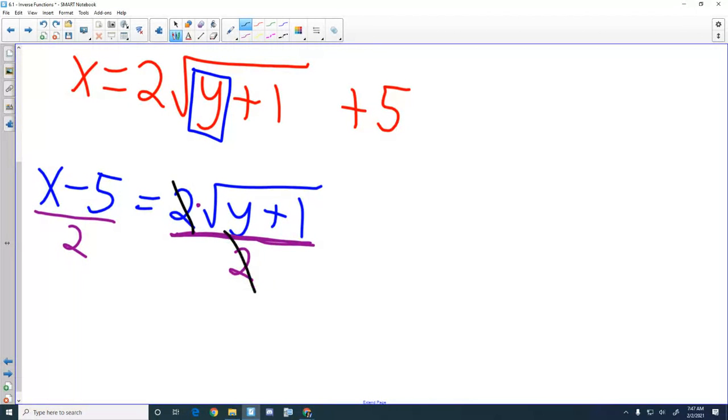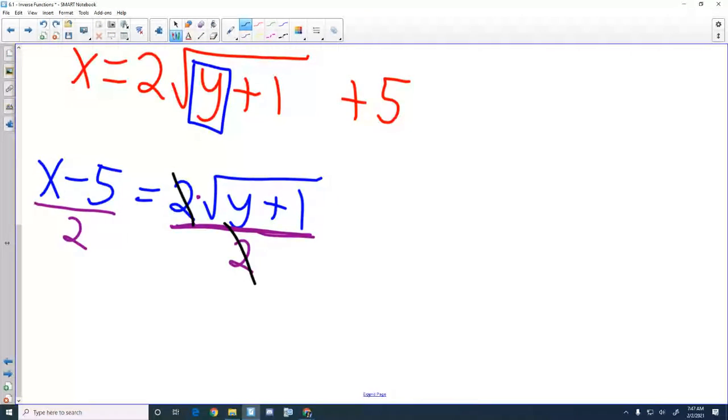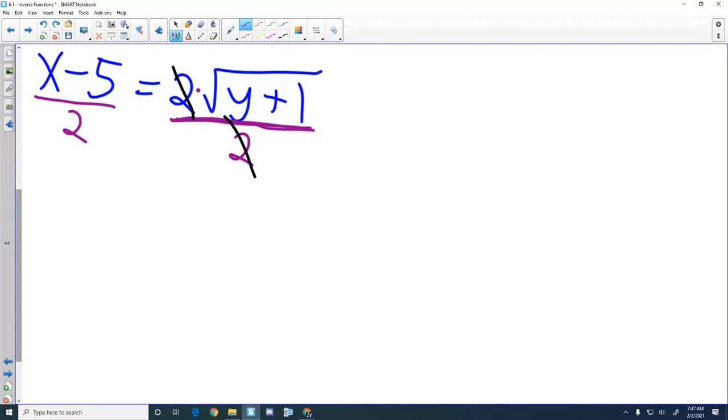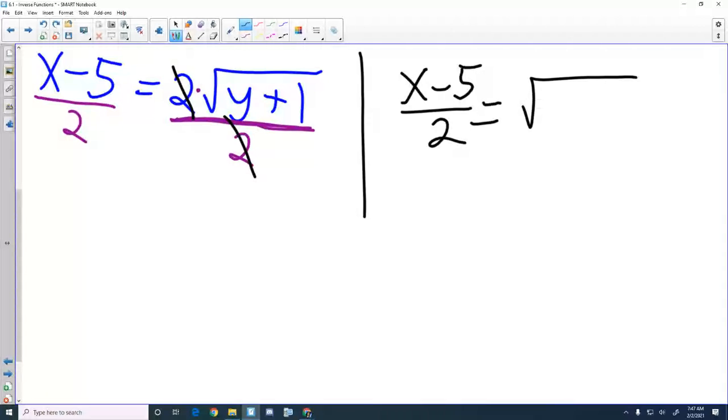2 divided by 2 is 1, so that just cancels out, because 1 times the square root is just the square root. On the left side, we can't really simplify anything, and so you just leave it as x minus 5 over 2. And that's totally okay. All right, so let me clean this up a little bit. I'll write over here. So we have x minus 5 divided by 2 equals the square root of y plus 1.